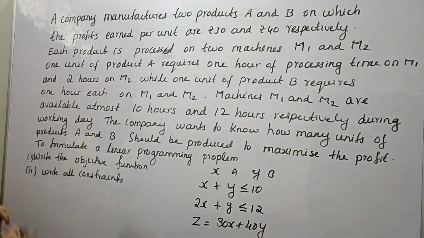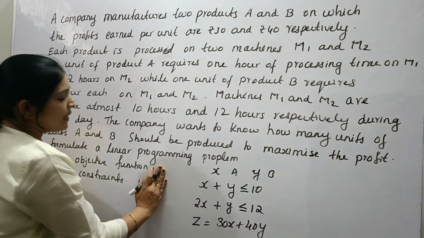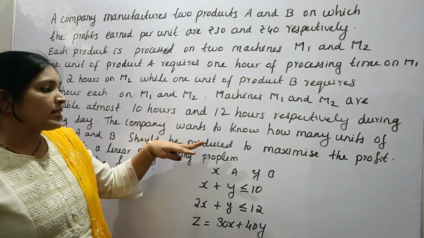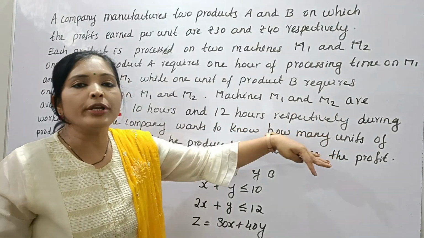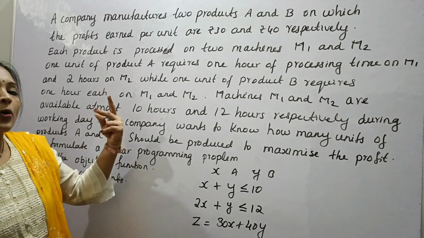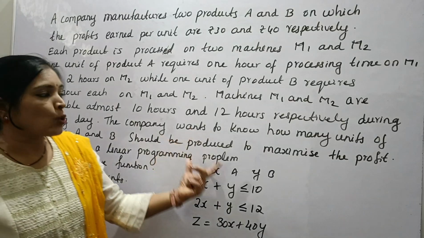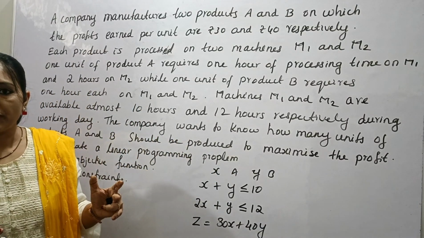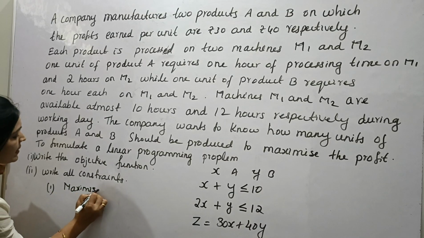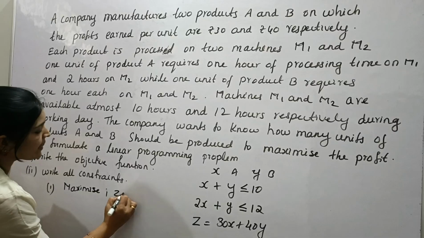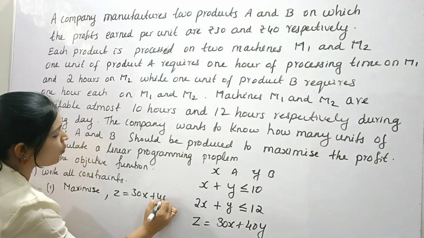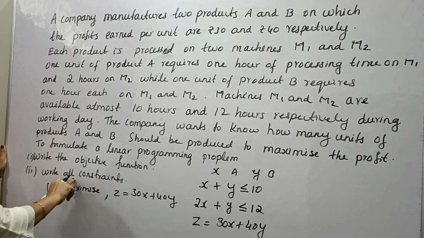Now, let's write the objective function. Here we will write maximize, because the company wants to know the number of units of product A and product B so that they get maximum profit, right? So here you should write maximize Z is equal to 30x plus 40y. And write all the constraints.